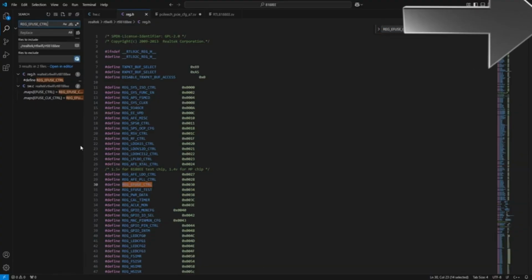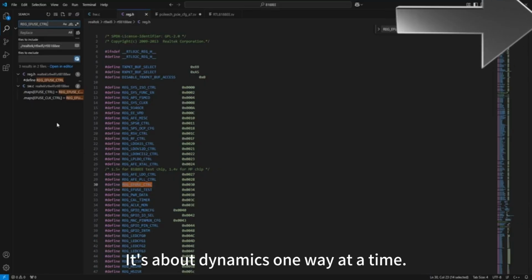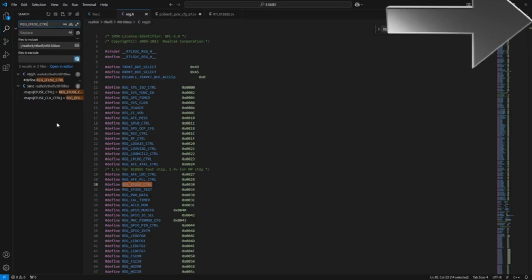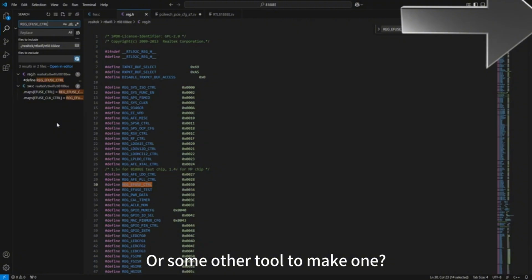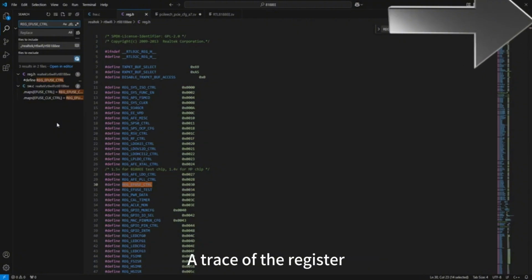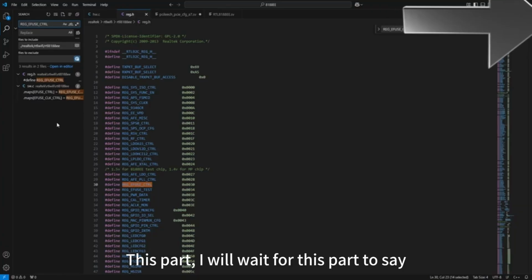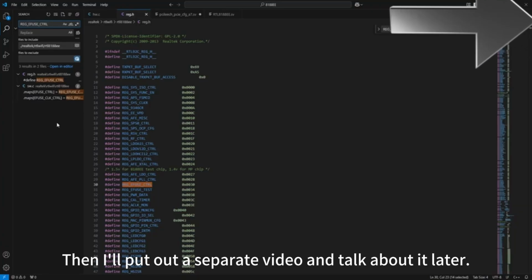Okay. Oh. In fact, this part's about dynamics one way at a time. What about dynamic this way? Yes, to use Linux, or some other tool to make a trace of the register. This part, I will wait for this part to say. Then I'll put out a separate video and talk about it later.